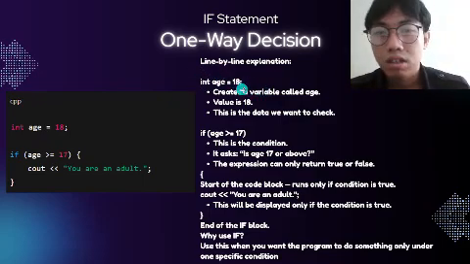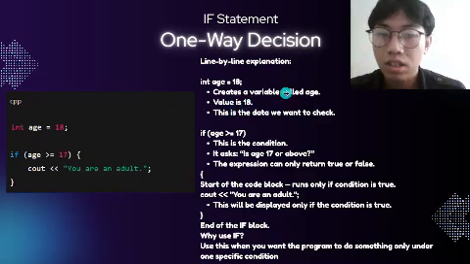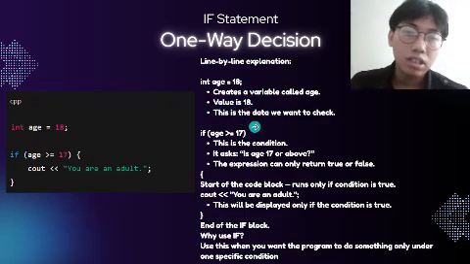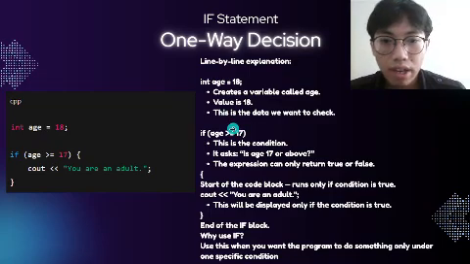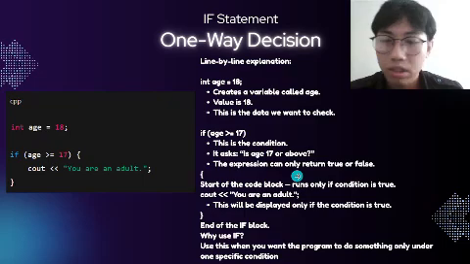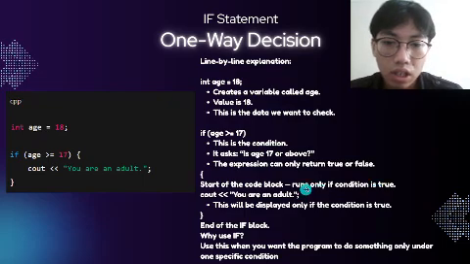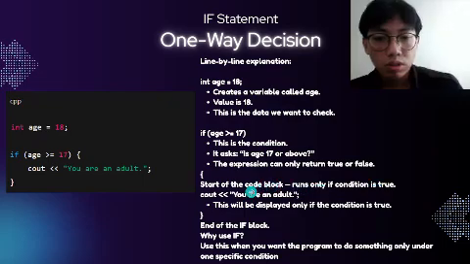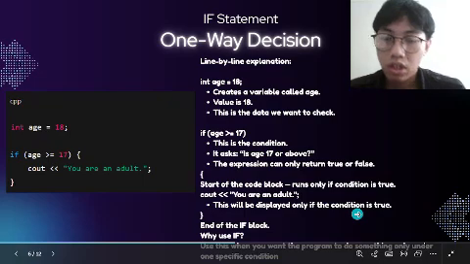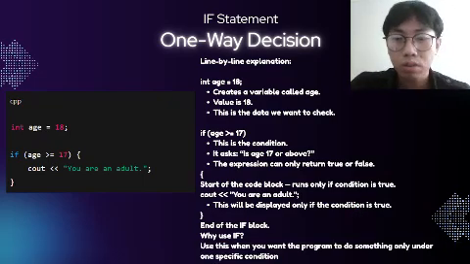Integer x equals 18 means it creates a variable called x. The value is 18. This is the data we want to check. If x is more than or equal to 17, this is the condition. It asks: is x 17 or above? The expression can only return true or false. The start of the code block runs only if the condition is true. Cout, you're an adult. This will be displayed only if the condition is true. So, if the condition is true based on the code, there will be an output like you're an adult.